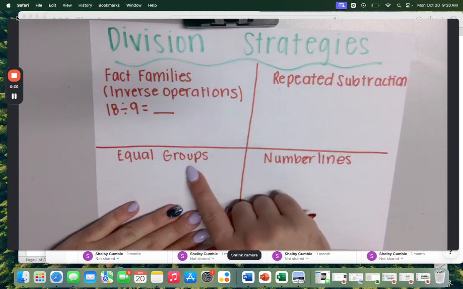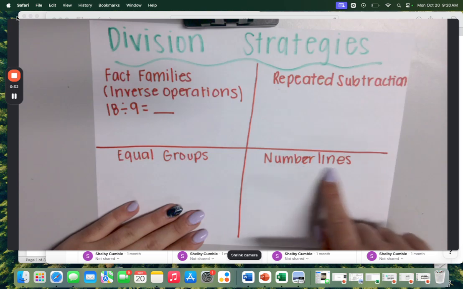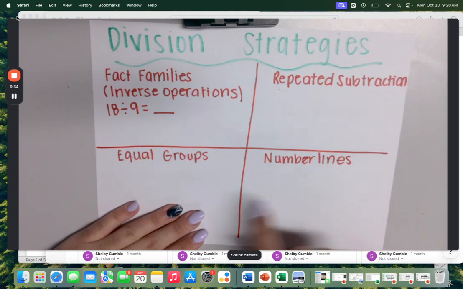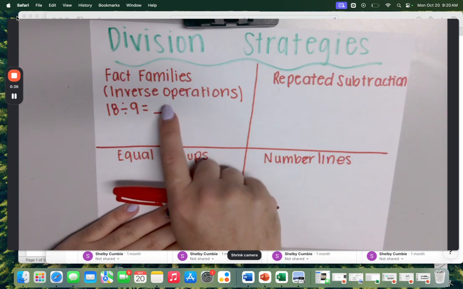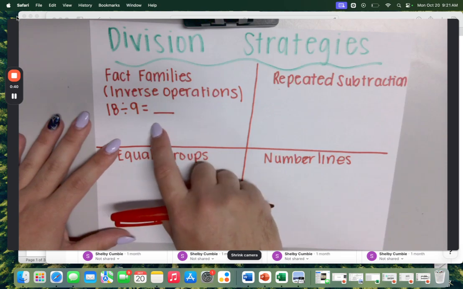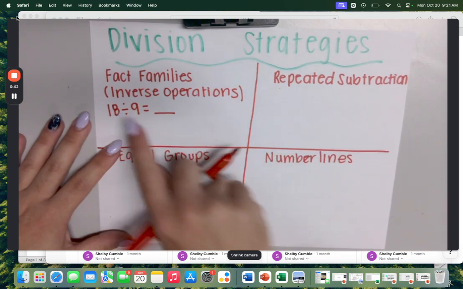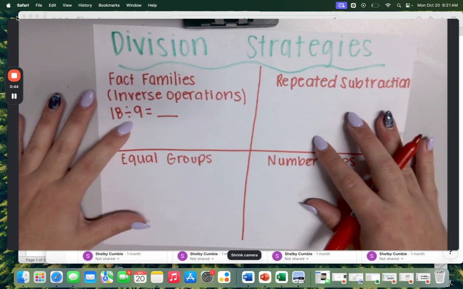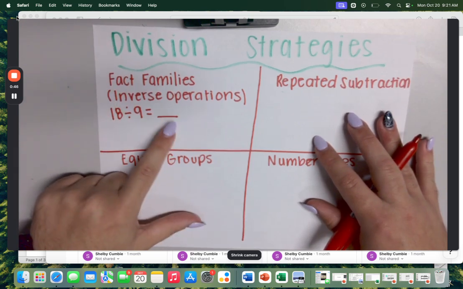Equal groups, we start them a little bit differently. Number lines just go the opposite way. And inverse operations are just a good way for us to use fact families and build on the knowledge that we already have. So with this example, we're going to look at 18 divided by 9 equals, and our quotient is missing.